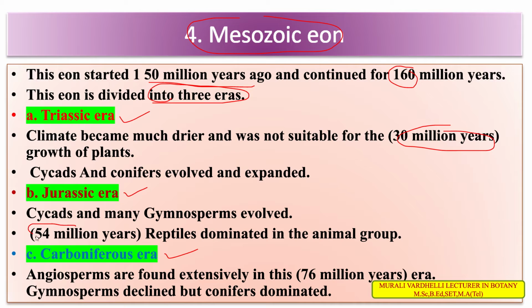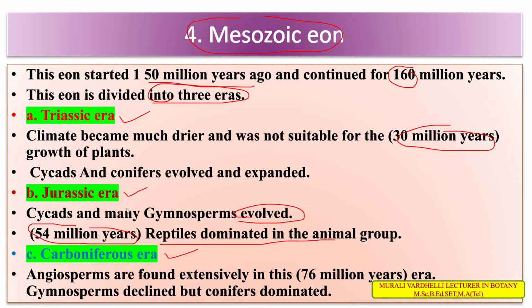The second one, B, is the Jurassic era. It is 54 million years. In this era, cycads and many gymnosperms evolved. Reptiles dominated the animal groups. Animals mostly originated in this Jurassic era, but reptiles were the dominant animals. Especially which type of reptiles? Dinosaurs are the dominating group of animals in the Jurassic era.